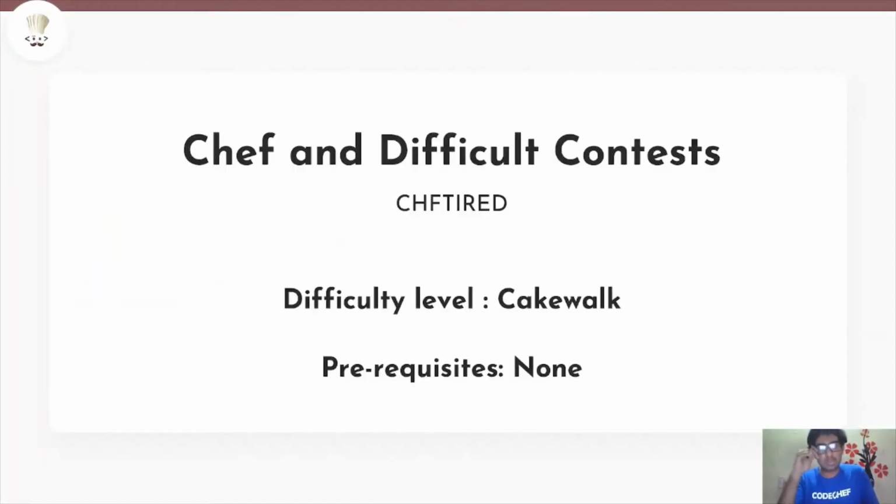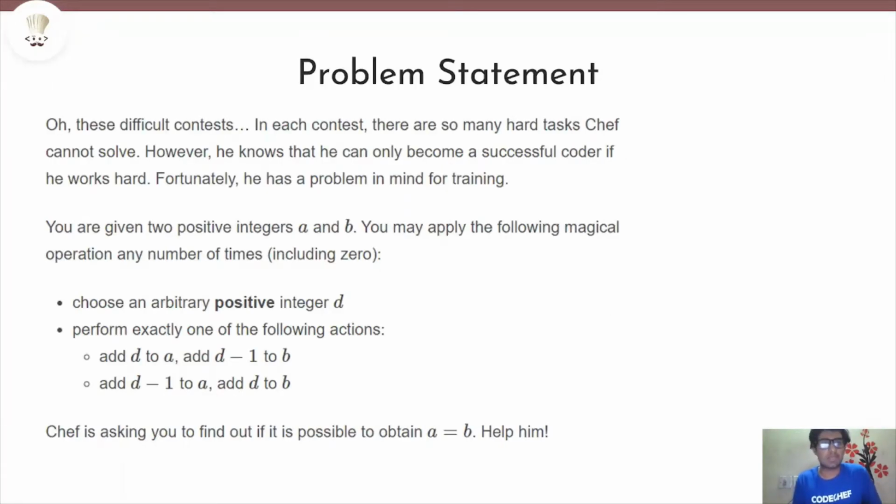Today we're going to be solving the problem Chef and Difficult Contests with the code CHFTIRED. The difficulty level of this problem is cakewalk and there are no such prerequisites to solve this problem. This appeared in the FAB challenge of 2018. So let's get started with reading the problem statement.